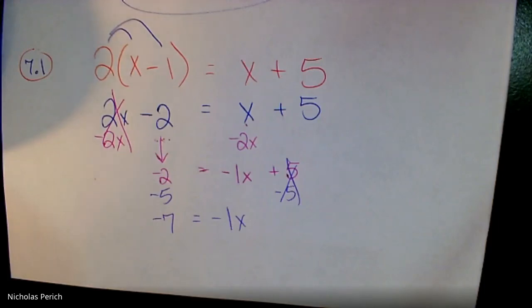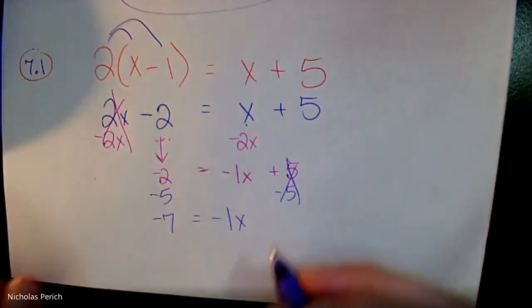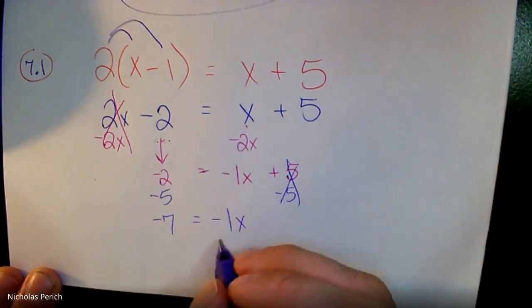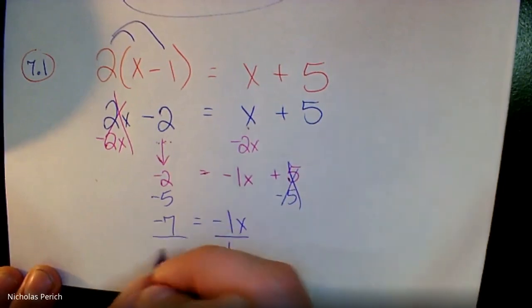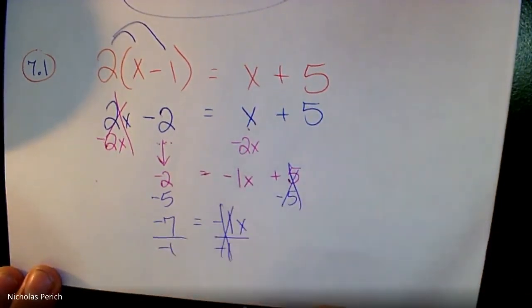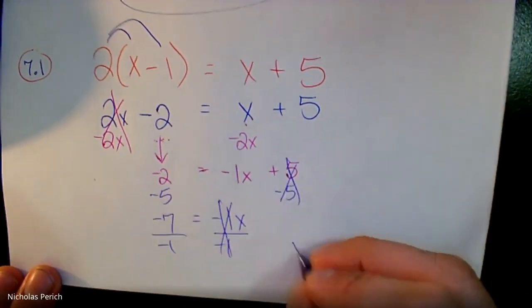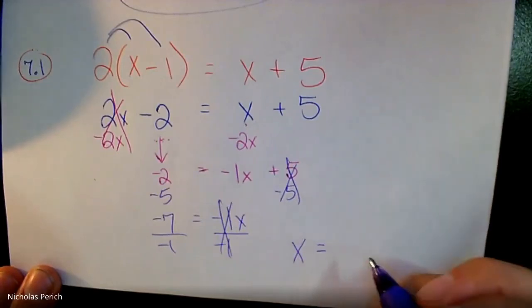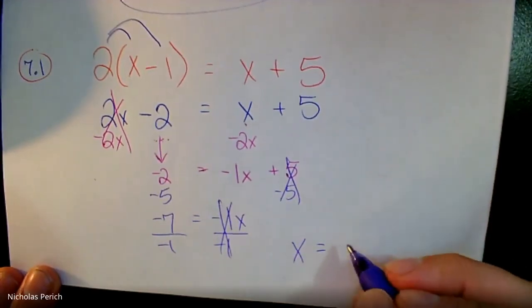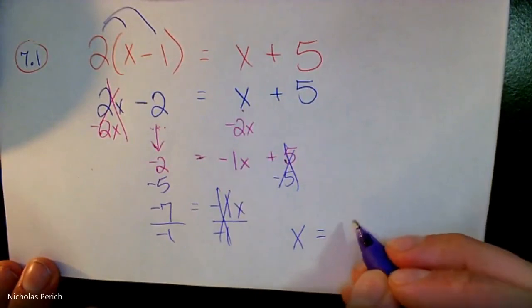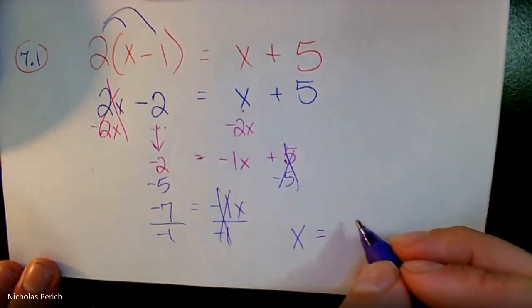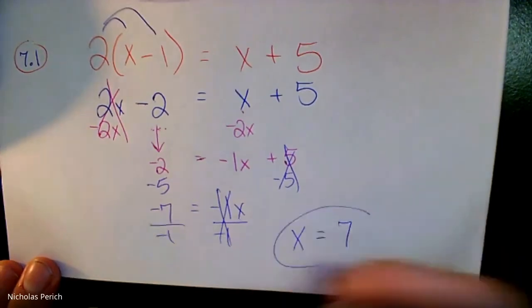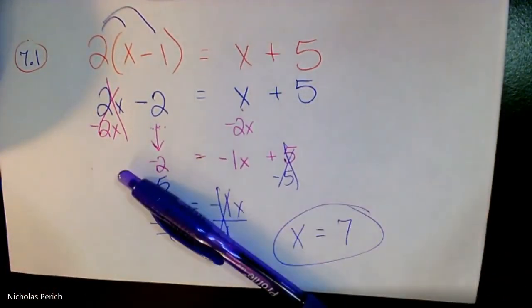How do I get rid of -1 if it's being multiplied to x? Divide by -1. Good. And somebody type in what I get. I'm shaking with anticipation. 7. All of these 7s. Look at that.